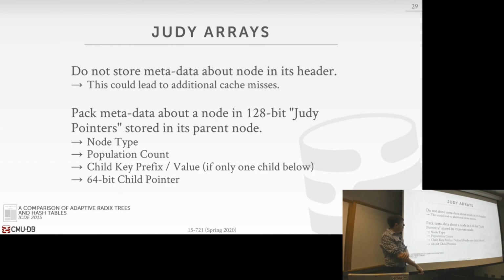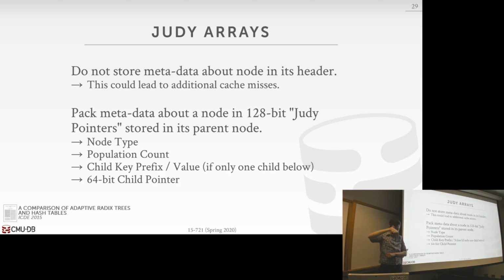Okay, so the important thing that's going to happen in the Judy array that's going to be different than the B+ tree and the BW tree is that they're not going to store any metadata about the node in the node itself. Think of like MVCC. In the header of the tuple, we would store like the timestamps. In the B+ tree, you would store information about what keys I have, what offsets I have. We're not going to do any of that. We're only going to store information about a node in the pointer to that node.